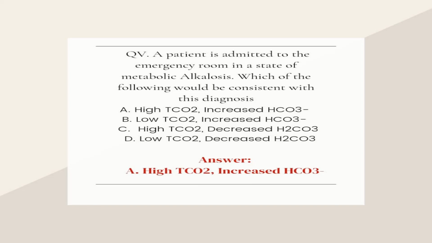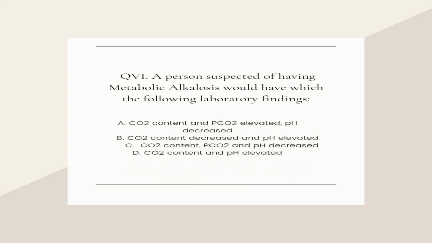So how about you? Question number 6. A person suspected of having metabolic alkalosis would have which of the following laboratory findings? A. Carbon dioxide content and the partial pressure of carbon dioxide elevated with pH decreased. B. Carbon dioxide content decreased and pH elevated. C. Carbon dioxide content and partial pressure of carbon dioxide and pH decreased. D. Carbon dioxide content and pH elevated.